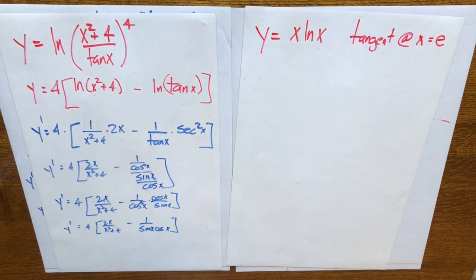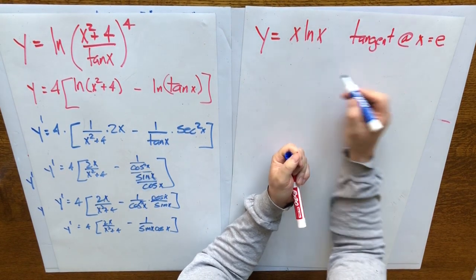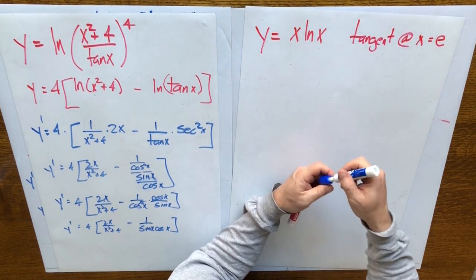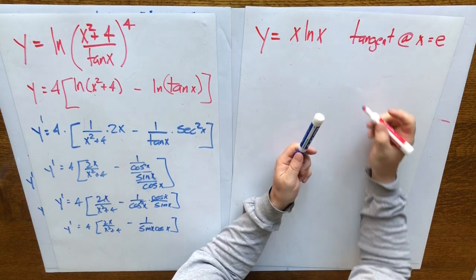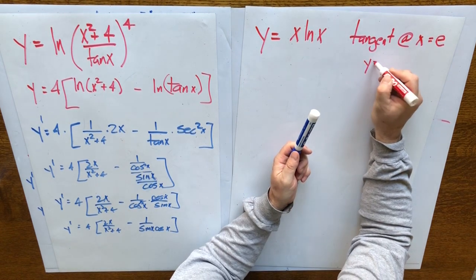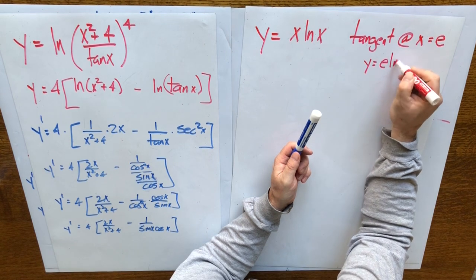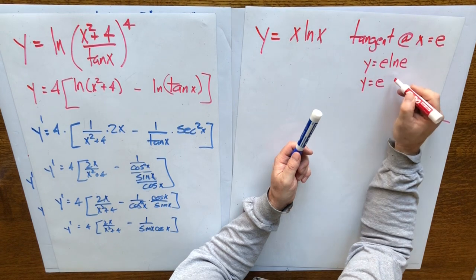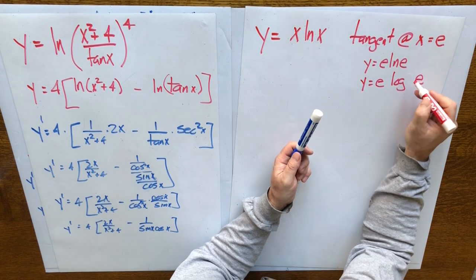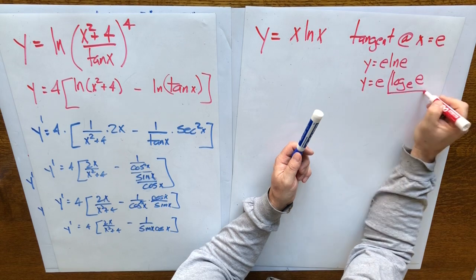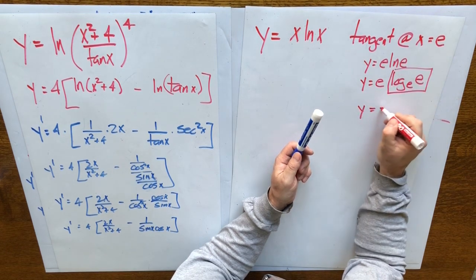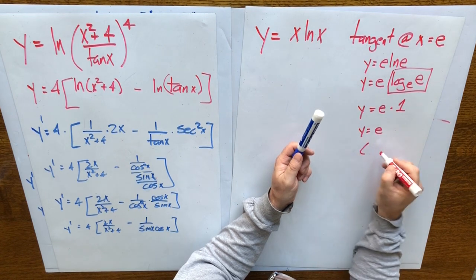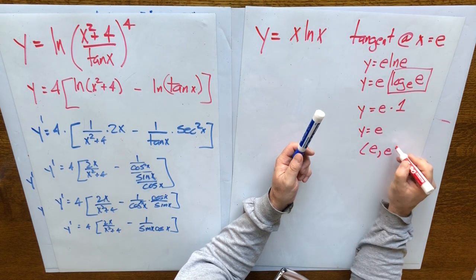In our next example, we have a function, x times the ln of x, a product, and we want to find the tangent line at x equals e. So let's put e into the original expression. So y will equal e times the ln of e. Just to help remind you, ln of e really means the log of e to base e, and anything in that form equals 1. So you've got e times 1, so y equals e. So you've got a cool ordered pair, e comma e.